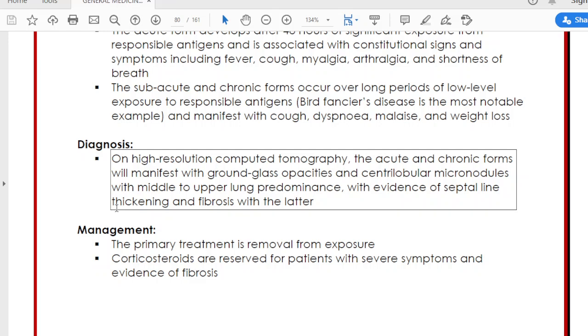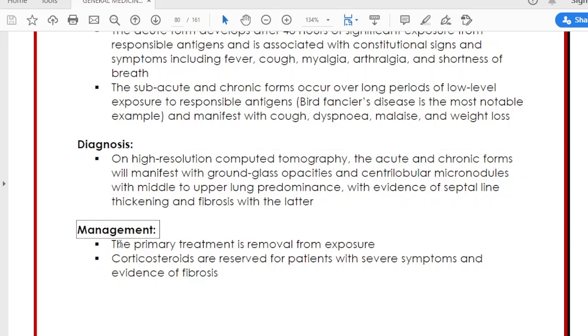Diagnosis. On high-resolution computed tomography, the acute and chronic forms will manifest with ground glass opacities and centrilobular micronodules with middle to upper lung predominance, with evidence of septal line thickening and fibrosis with the latter. Management. The primary treatment is removal from exposure. Corticosteroids are reserved for patients with severe symptoms and evidence of fibrosis.